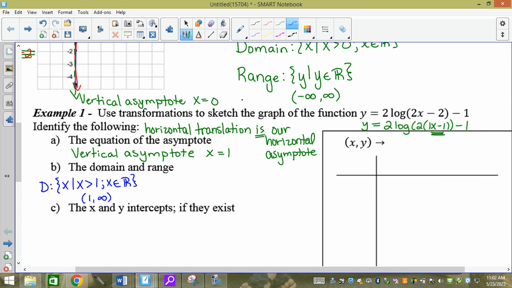And then my range? What's my range of every log function? All the reals, even though your calculator looks like it stops, right? Because the domain of an exponential is all the reals, and they're inverses of each other. So in set notation, it's y such that y is an element of the reals, or negative infinity to positive infinity.